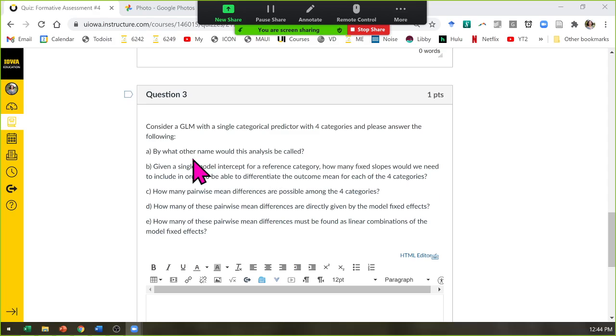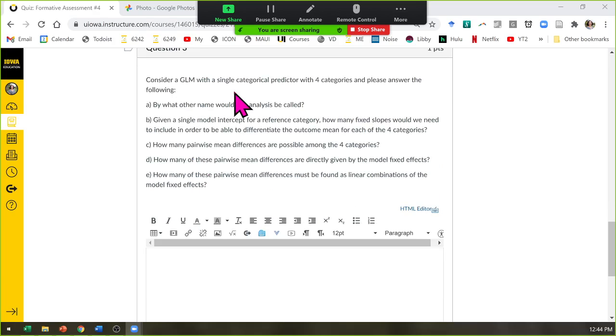So first here, if I have a GLM with a single categorical predictor with 4 categories, so there's 4 groups to be distinguished here. Categories and groups, by the way, are synonyms in my vocabulary. By what other name would this analysis be called? So several of you got this right. You can give me the acronym or you can write it out. What am I calling this? If I have a categorical predictor of a quantitative outcome, yes, ANOVA.